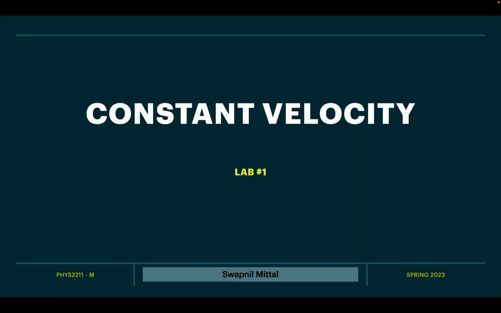And this is Swapnil Mittal, and this is my first lab for the class Physics 2211 Section M in spring 2023. This lab is about constant velocity, and we'll discuss something about the experiments.